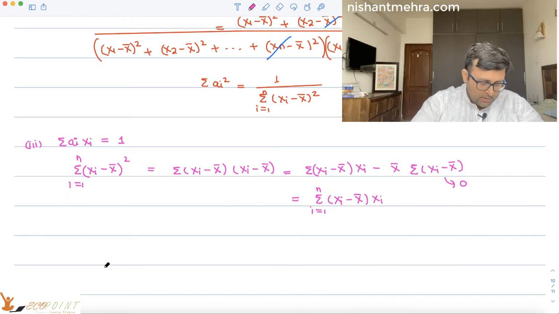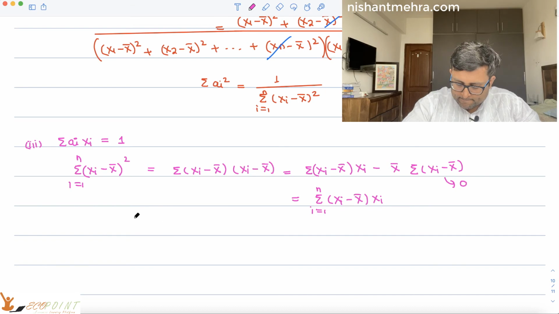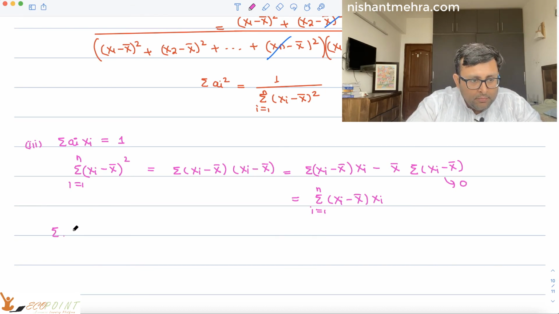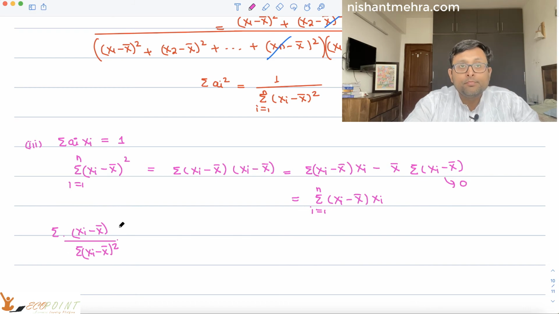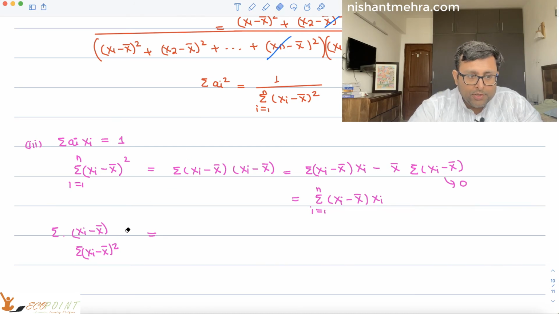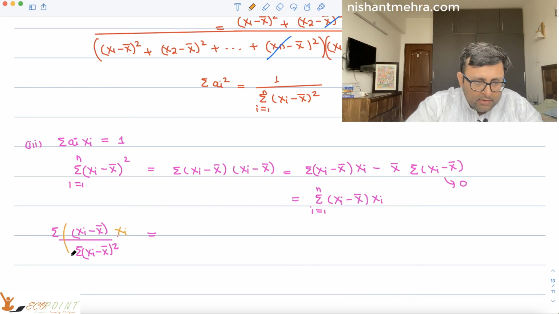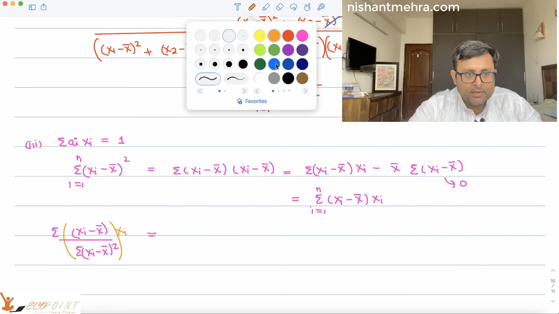Now you look at it in this particular fashion. Your ai xi. Beta, what was your ai? ai is what? (xi minus x bar) upon summation (xi minus x bar) whole square. Beta, this is ai, no? And if I multiply with an xi, it becomes like this. I hope you understood what I'm saying. This is ai, and if I multiply this with xi, it becomes this. Fair enough.